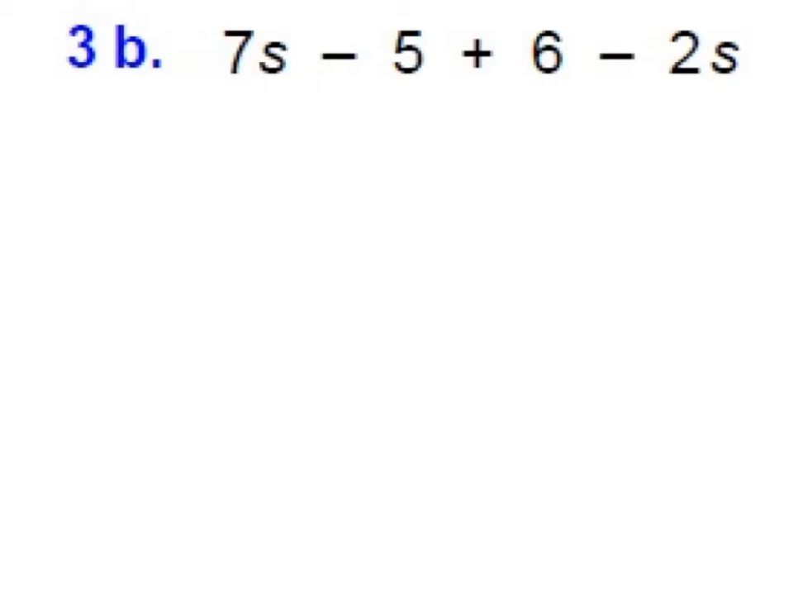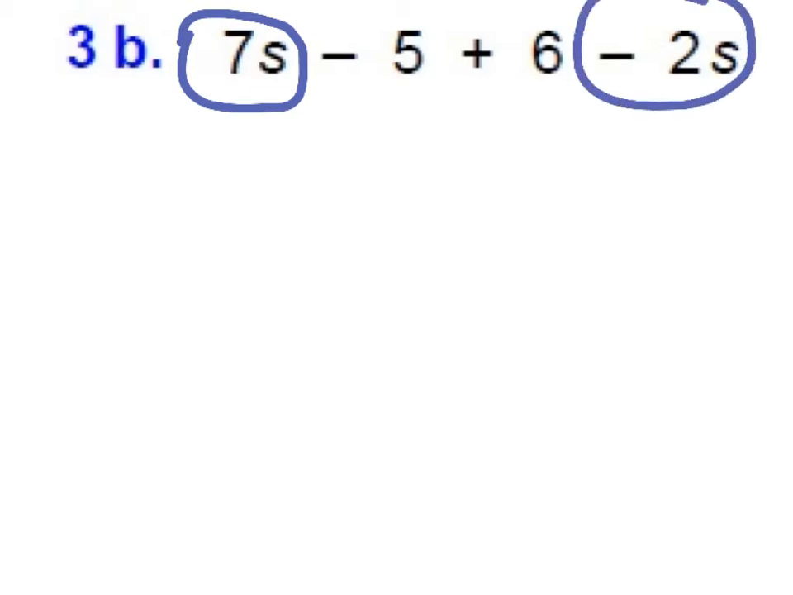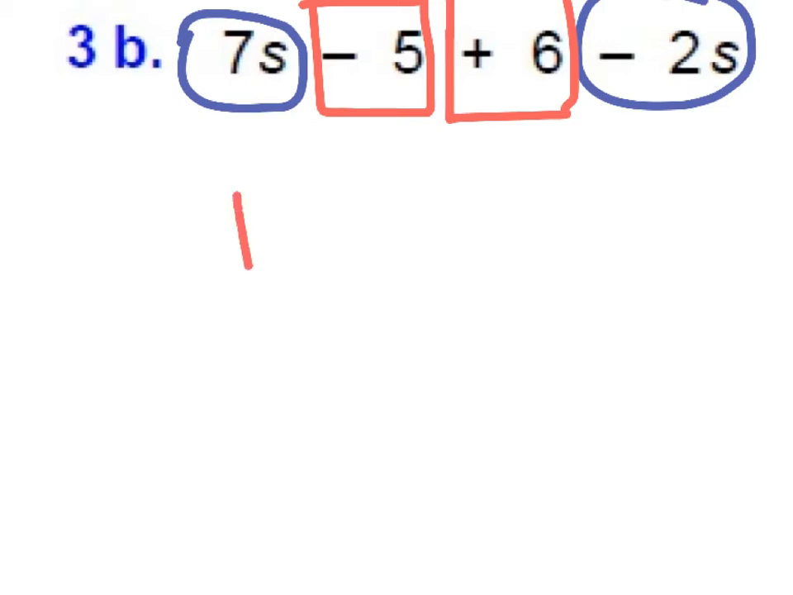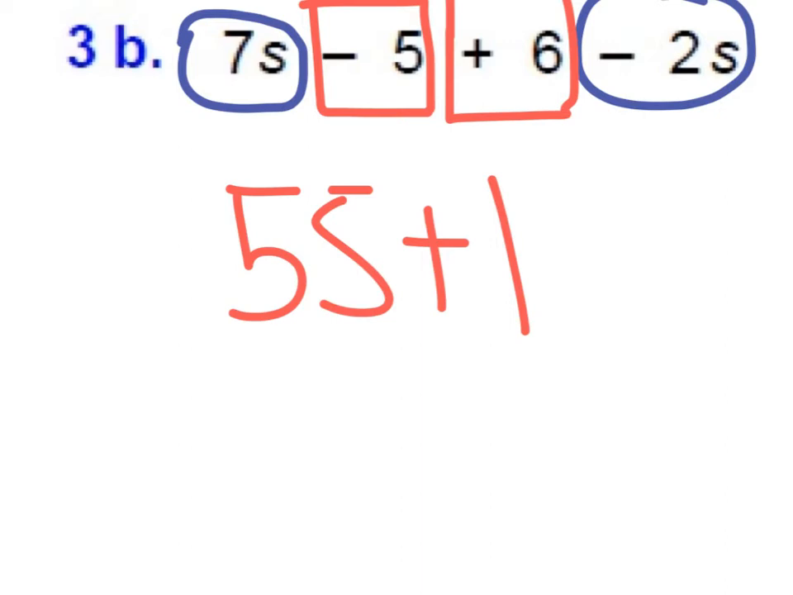All right, so for here, we got to combine like terms. So go ahead and take a second and circle the like terms or square them. All right, so let's start off. I have 7s. I take away 2s. I now have 5s. And then I have 6 minus 5 gives us plus 1. So 5s plus 1.